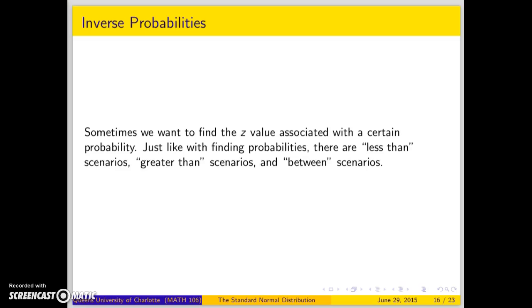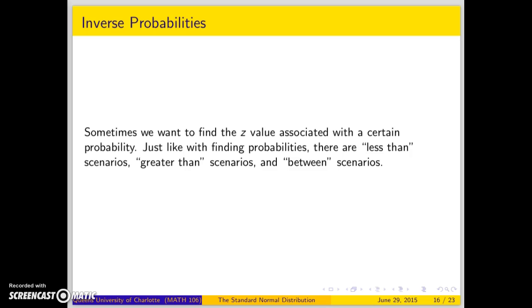Okay, here's part two to the standard normal distribution lecture. Now we might be given the probability and have to find the z value that goes with it. This is the inverse probabilities. And there are still the same three scenarios as before: less than, greater than, and the between scenario.